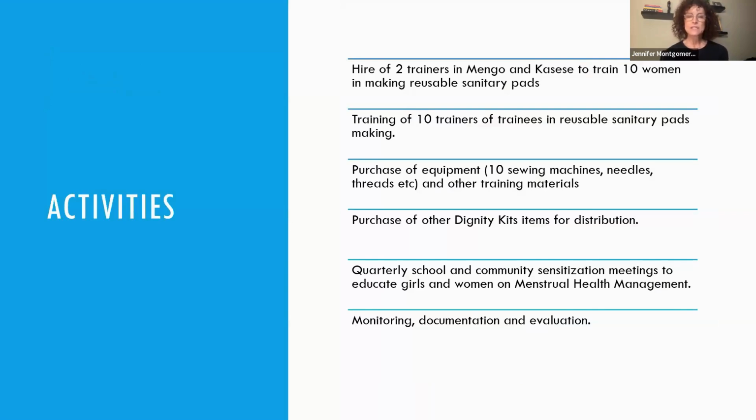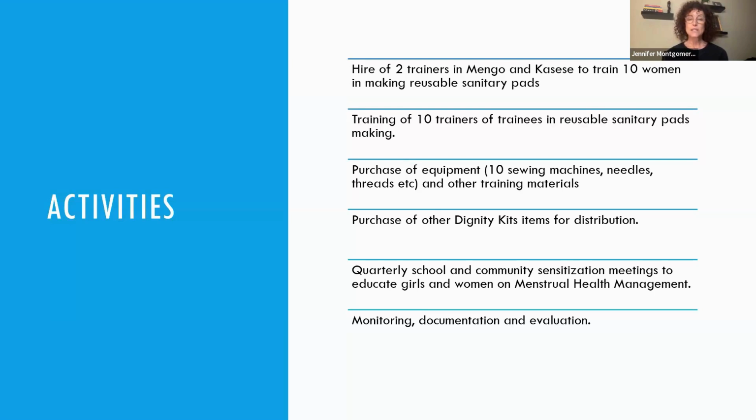So the specific activities of this global grant project, we're going to hire trainers in both locations to train 10 women in making these reusable pads. One of the exciting parts of this project to me is that some of our women from our first global grant were trained in the vocational skill of tailoring. And we hope to use some of these women who are already part of our first Rotary Global Grant to train other women in making these reusable pads. So to me, that's a through line that's very exciting to see among projects. We're also going to train trainers in how to make the pads. We're going to purchase equipment for this purpose.